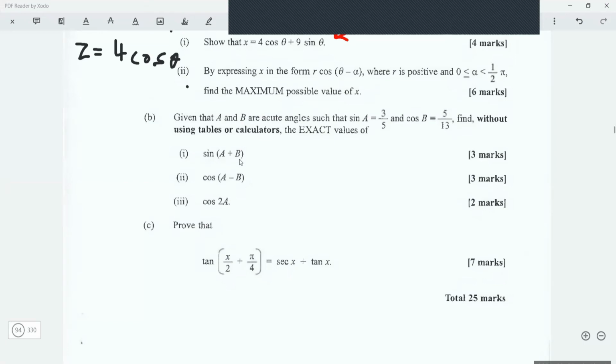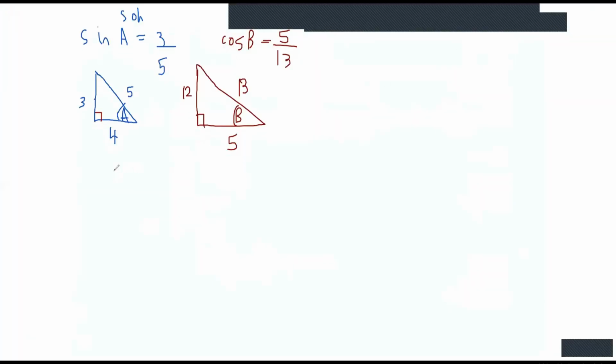So look at this now. We want to expand the sine of A plus B. It said to do it without a calculator. Will anybody find angle A and angle B and then find the sine of it? Wrong. They want you to find it without a calculator. So you're going to have to use the expansion of trig.